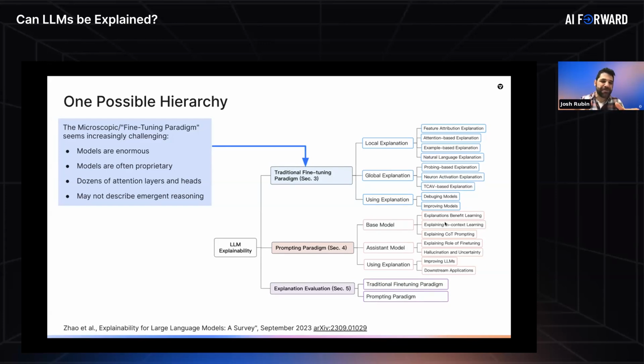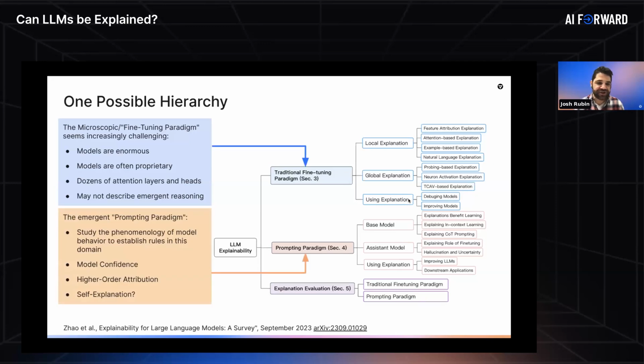In the world we've entered, models are enormous. They're often proprietary. They have dozens of attention layers and heads. And that kind of microscopic reasoning may not describe the emergent reasoning that's happening in these systems. I think there are still some great corner cases where some of these tools are useful, but I'm going to focus for the rest of the talk on the prompting paradigm, which is the emergent paradigm.